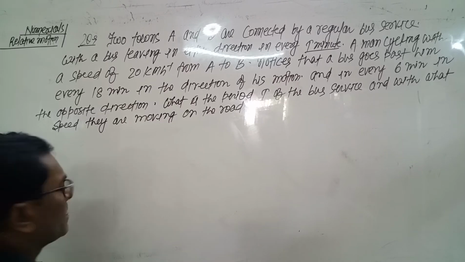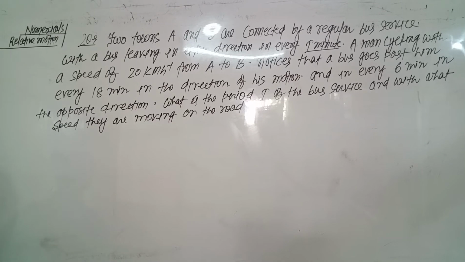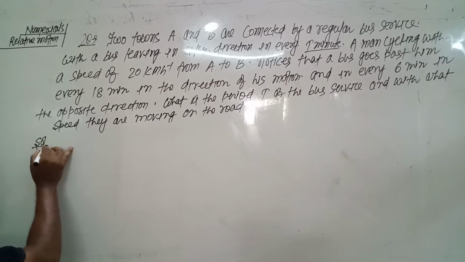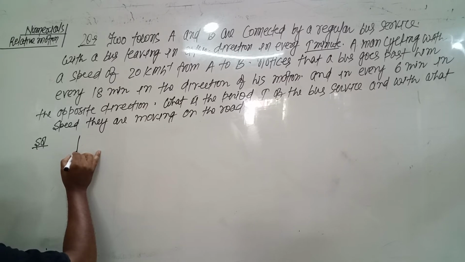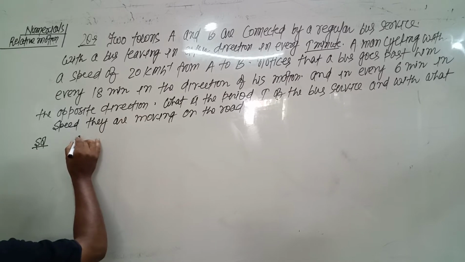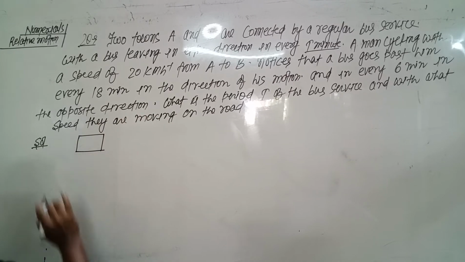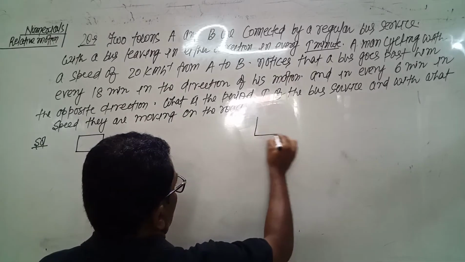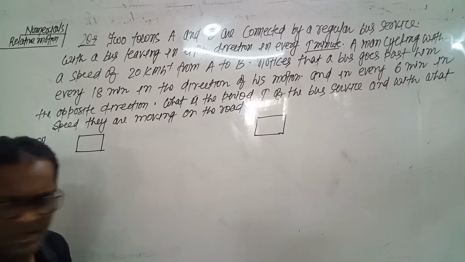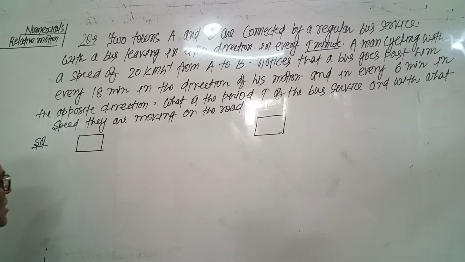In this video, we will continue the numericals based on relative motion. There is a question. Two towns A and B are connected by a regular bus service, with a bus leaving in either direction every t minutes. There are two towns and they are connected by a regular bus service.